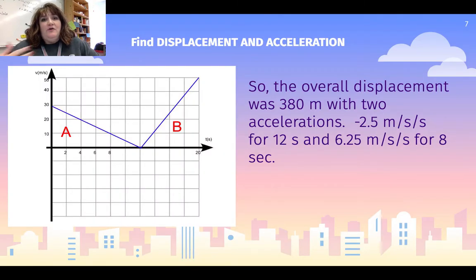Therefore, your total overall answer to find the displacement and the acceleration given a VT graph: the displacement was a total of 380 meters, 180 plus 200, and you had two accelerations, an acceleration of negative 2.5 meters per second squared for 12 seconds and 6.25 meters per second squared for 8 seconds. Hope this helps as you do the assignment.